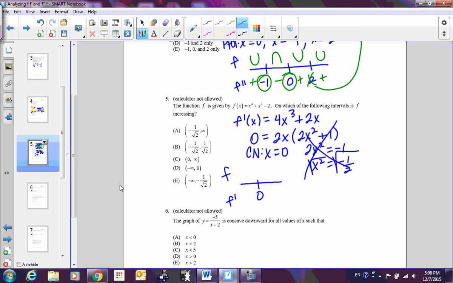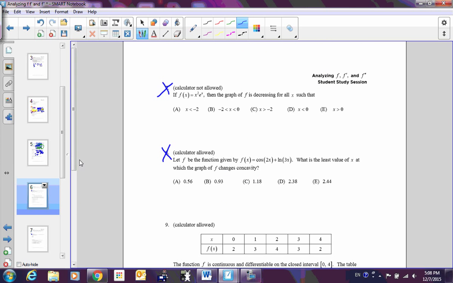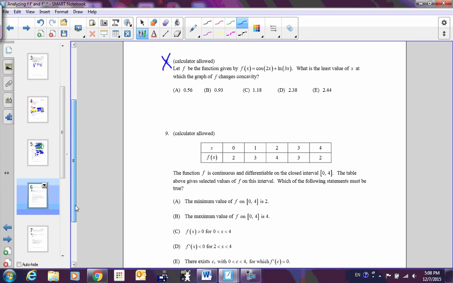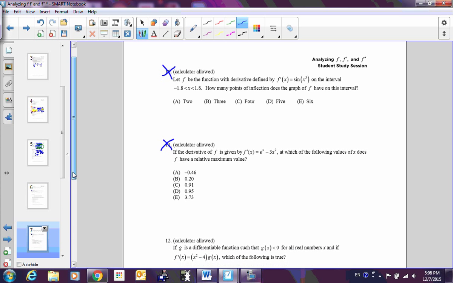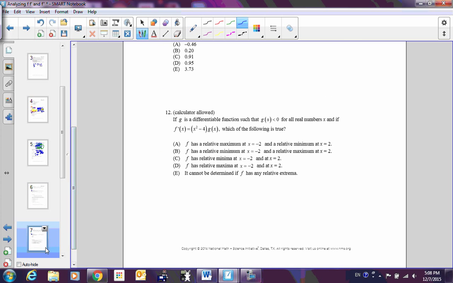So I'm going to leave you to do that one by yourself. You'll do 6 by yourself. You do get to skip 7 and 8. This is a pretty lengthy packet, so there's a few I skipped here just for length purposes. You can skip 10 and 11. You'll do 12 on your own though.